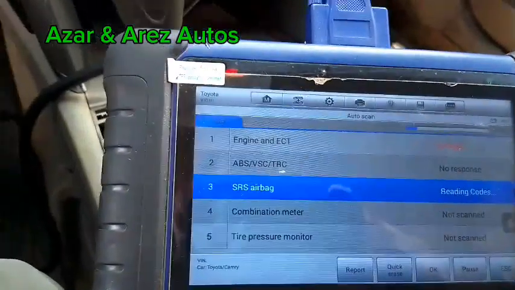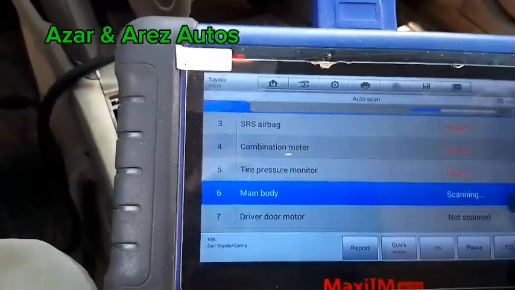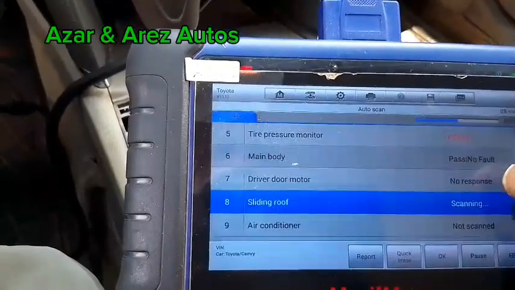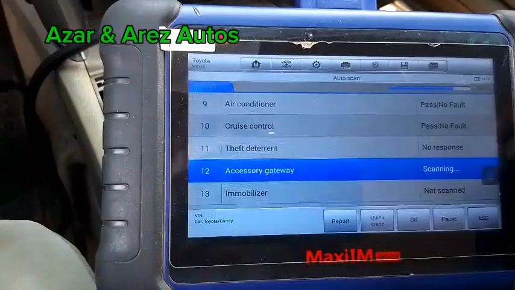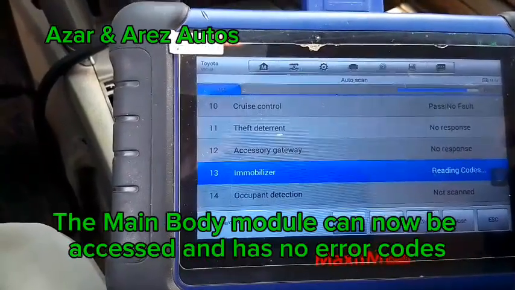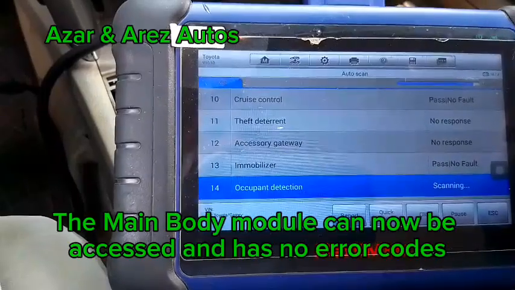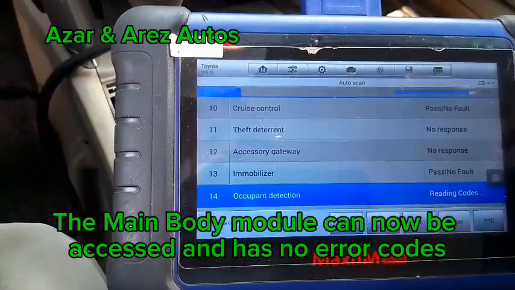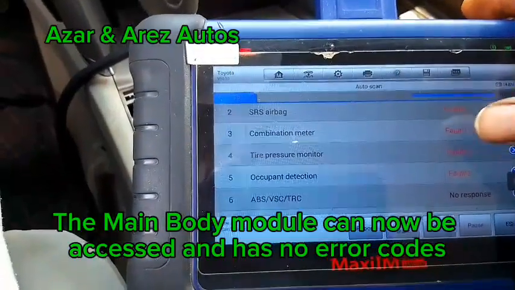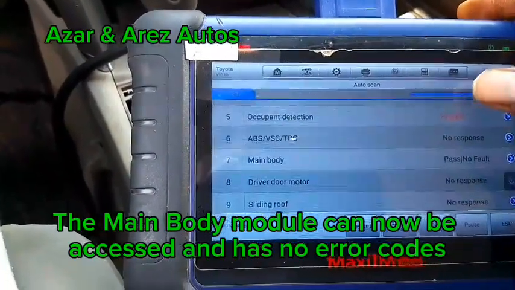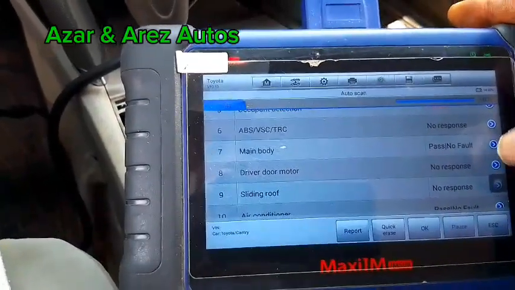Now the engine is giving me 42 codes. ABS no response. Main body parts no faults. If you observe now, the scanning was faster compared to before. The combination meter won't respond. I don't expect a response, but the main body has no faults.